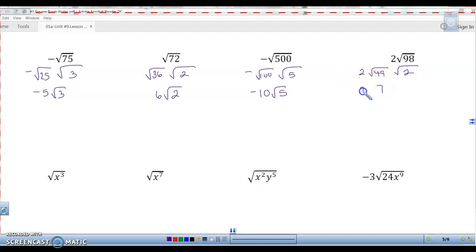What do we do with the 2 out front here? Well, we multiply them together, because this is read as 2 times the square root of 98. So it's 2 times 7 times the square root of 2. 2 times 7 is 14 times the square root of 2.